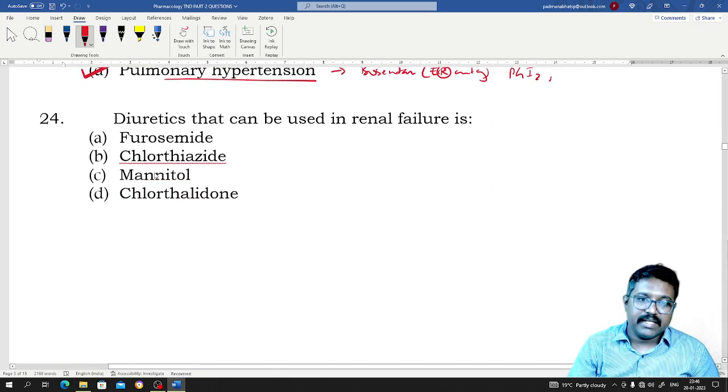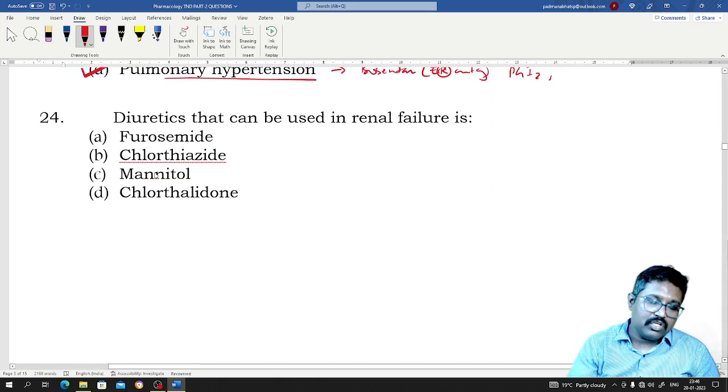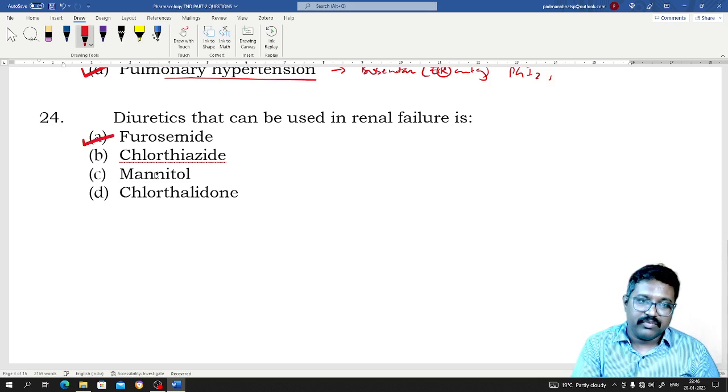So diuretics that can be used in renal failure. So please remember, the diuretic which can be used in renal failure will be your furosemide. So in case of edema due to any nephrotic syndrome or any renal dysfunction, the diuretic preferred will be your furosemide. Is that clear?